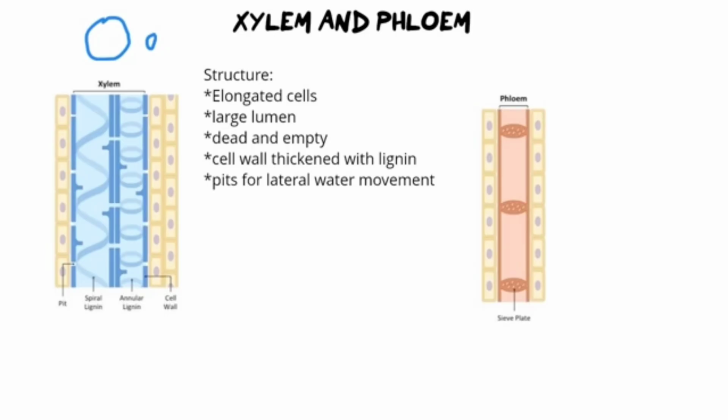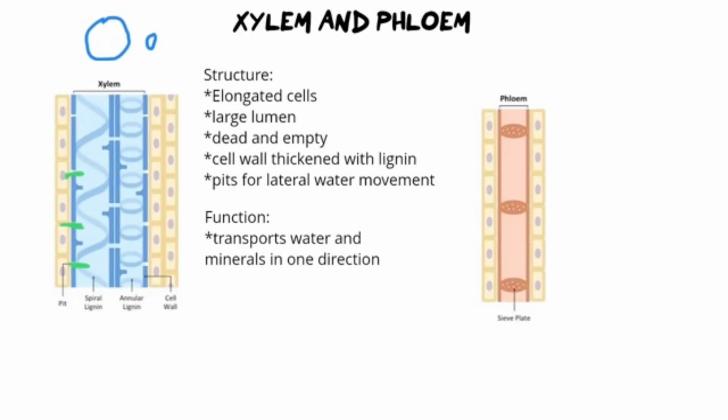If you have a look alongside on the diagram, you can actually see some of the pits, which are these little openings, and they've actually labeled them on the diagram as well. Those are the pits. And that allows for lateral water movement, so you can move from one xylem vessel to the next. So the overall function of xylem is simply to transport water and minerals in one direction. This is important, only in one, from the roots to the shoots.